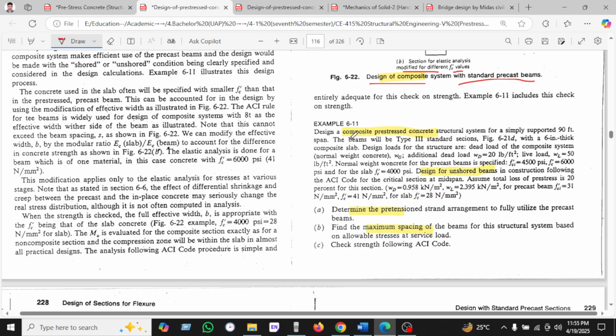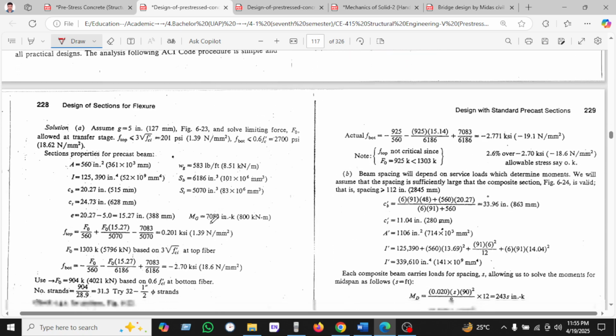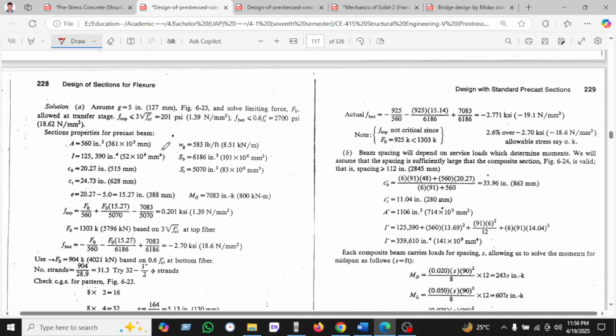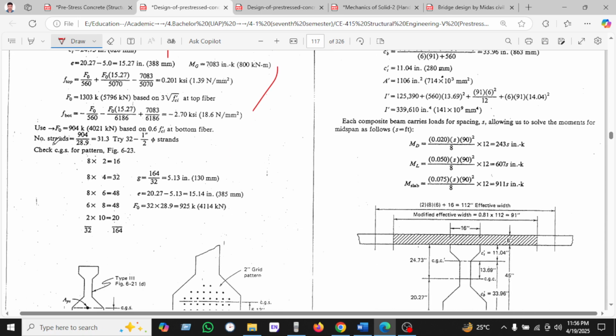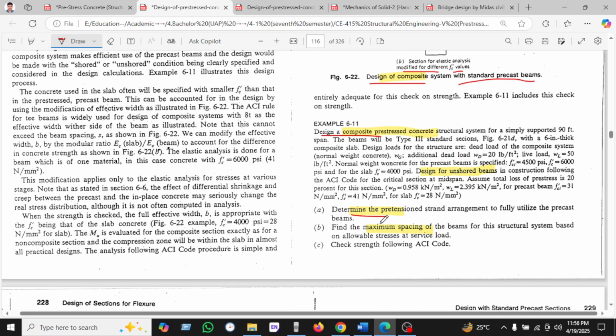The design example is given here: design the composite prestressed concrete section. All the data is here. I'm just skipping, and if you want, you can use this. Use this calculation to find this value and this value, and using a number of strands we have found 31, which we can round to 32. These are important for how we calculate the strands. So let's see.